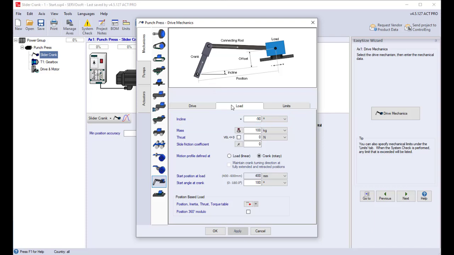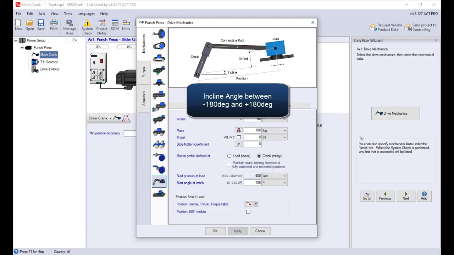Therefore, for a vertical press, the incline angle is minus 90 degrees, since it will use gravity to help in punching down on the sheet metal. Note that the slider crank allows for an incline angle between minus 180 degrees and positive 180 degrees.